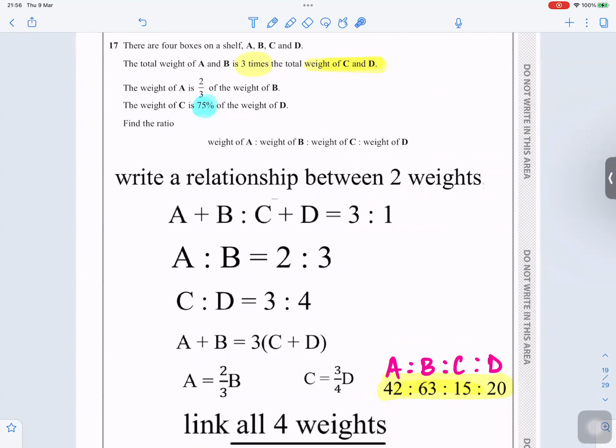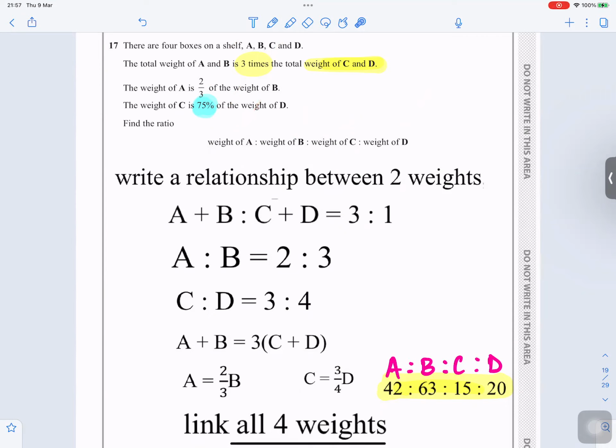Number 17. There are 4 boxes on the shelf: A, B, C, and D. The total weight of A and B is 3 times the total weight of C and D. The weight of A is 2/3 of the weight of B. The weight of C is 75% of the weight of D. Find the ratio of the weight of A to B to C to D.